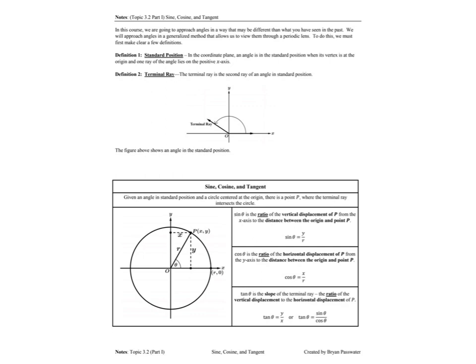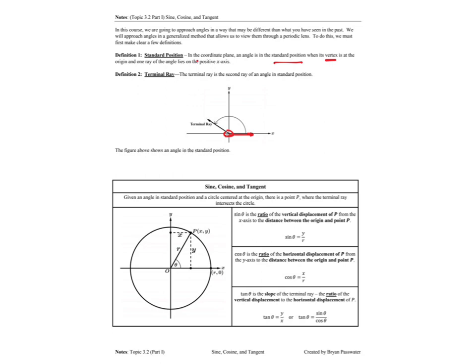Definition 1, standard position of an angle. In the coordinate plane, an angle is in its standard position when its vertex, so that's kind of the elbow joint of the angle, is located at the origin and one ray of the angle lies on the positive x-axis. That's standard position of an angle.